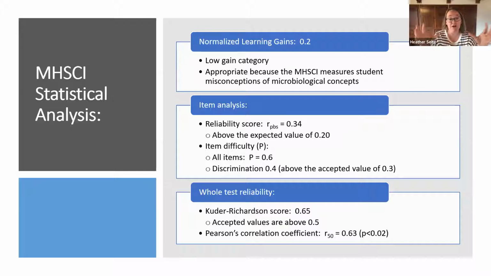And then overall, if you average all of our items, we have a difficulty of 0.6, so about 60% of the students getting those right. And our discrimination is 0.4, which is again above the accepted value of 0.3. So from all the metrics that we can look at, our MHSCI is both reliable and valid, and that has been measured by looking at that particular collection of questions. There are 23 multiple choice questions that we did the statistics on.